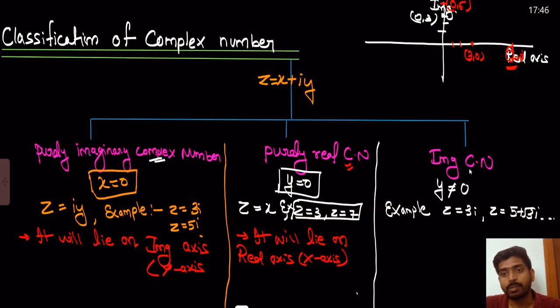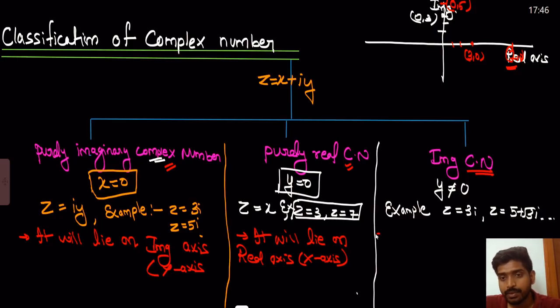Now for imaginary complex number, once again I repeat, the imaginary part will be non-zero. That means imaginary complex numbers include all purely imaginary complex numbers. Why? Because you can see here 3 iota is also an imaginary complex number, 5 iota is also an imaginary complex number, because the imaginary part is not zero. And the real part may or may not be 0.